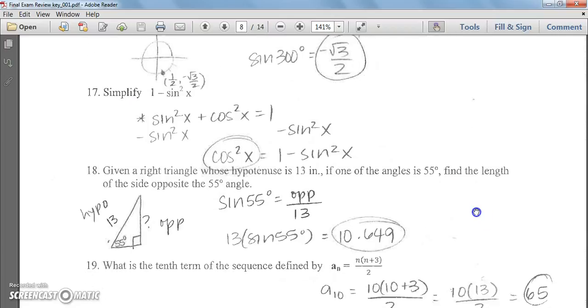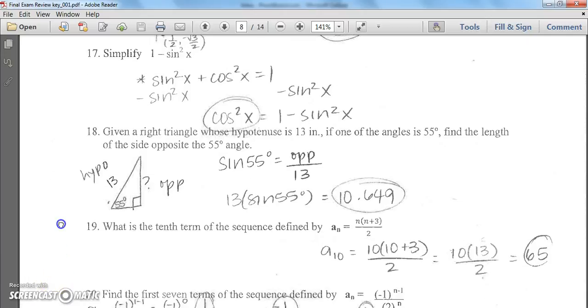Given a right triangle whose hypotenuse is 13, if one of the angles is 55 degrees, find the length of the opposite side. If they want the opposite side, no matter where you put that angle, the opposite side is going to scream to you the following. It's going to scream to you, I'm using sine. So sine of 55 is my opposite that I don't know and want over 13. Multiply by 13. 13 times sine of 55 degrees. Again, you need to be in degree mode. Straight calculator problem from there.